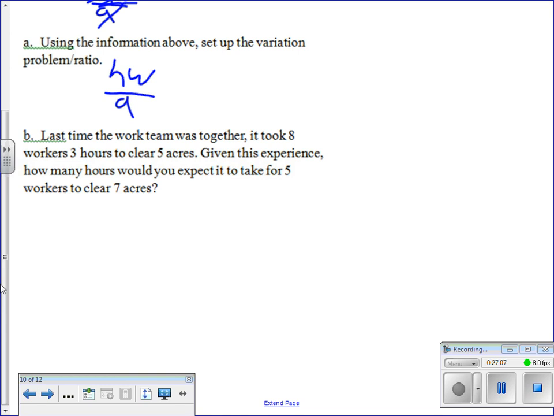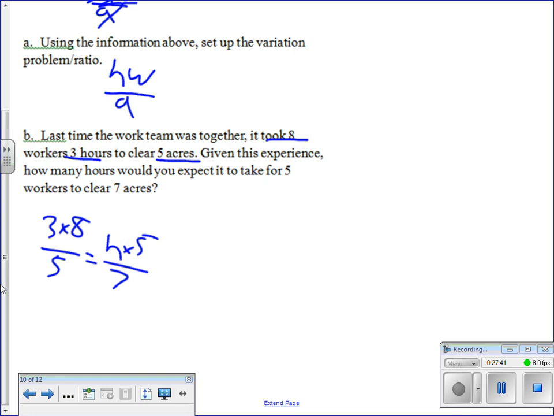So that's my variation. I have to set that up. Using that, solve it by using the numbers. Last time the team worked together, 8 workers, 8W, 3H, 5A. So H is 3. 3 times 8 over 5 equals how many hours? Expect to take for 5 workers times 5 over 7.